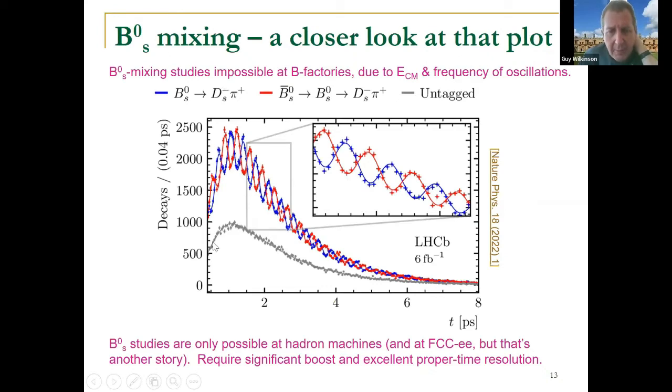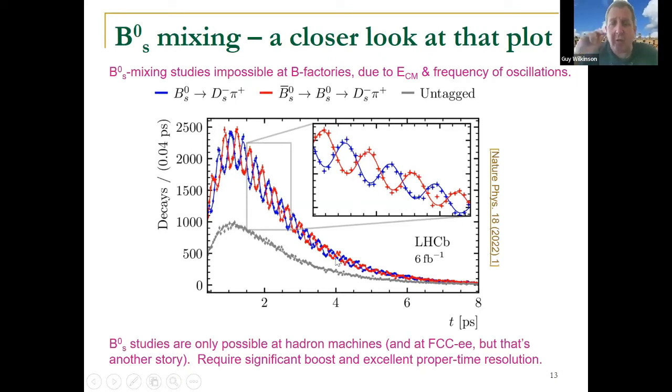And this plot is so beautiful, I will show it in all its glory on this slide. So here are the BS oscillations, and what you notice is that they're very fast. So this is BS going to DS pi, and we compare the case where the BS actually was born as a BS or whether it was born as a BS bar. And how we know that is an important experimental detail which we will discuss. But one sees that the oscillations are very, very fast, but they are beautifully resolved by LHCb.